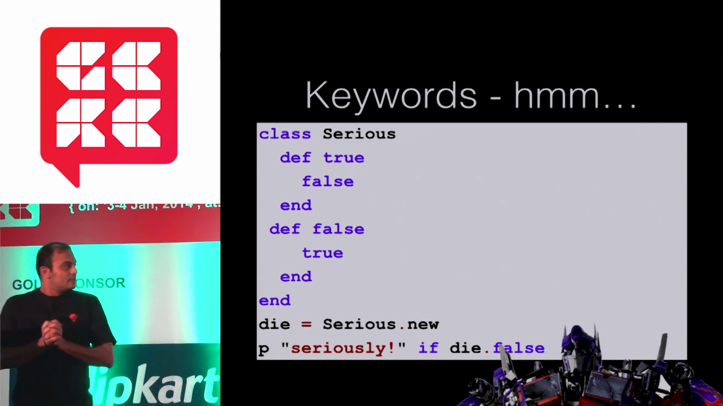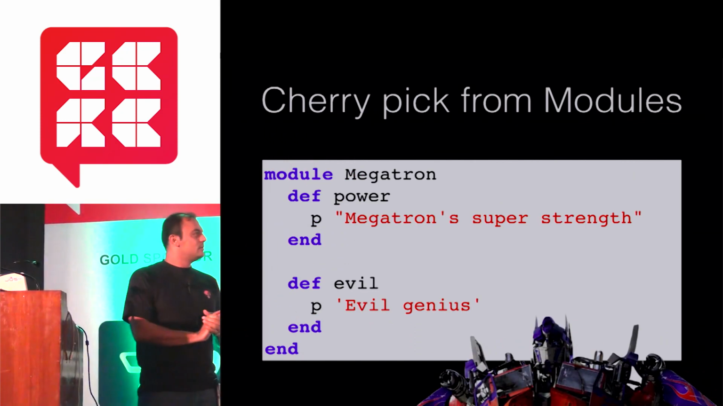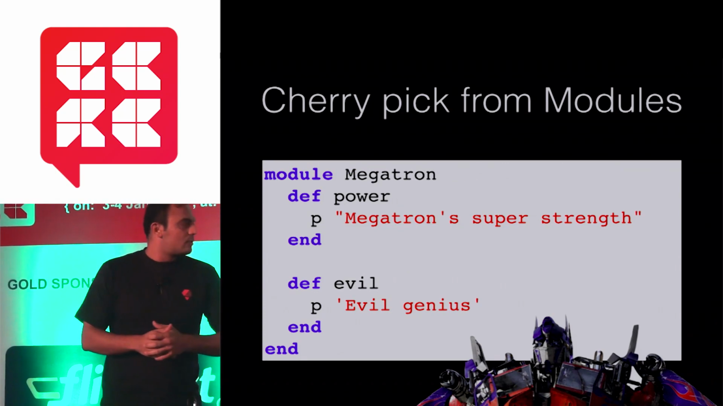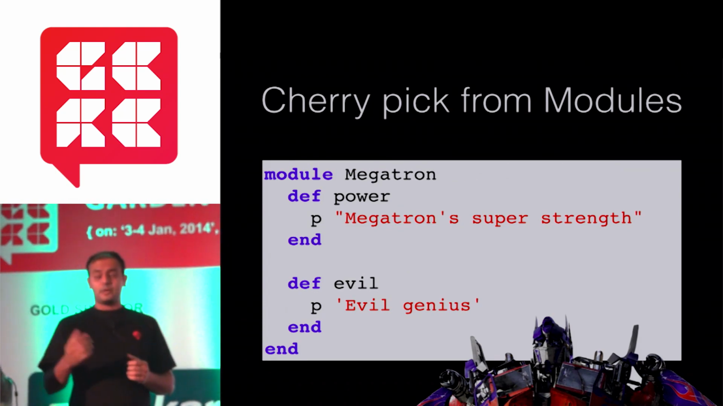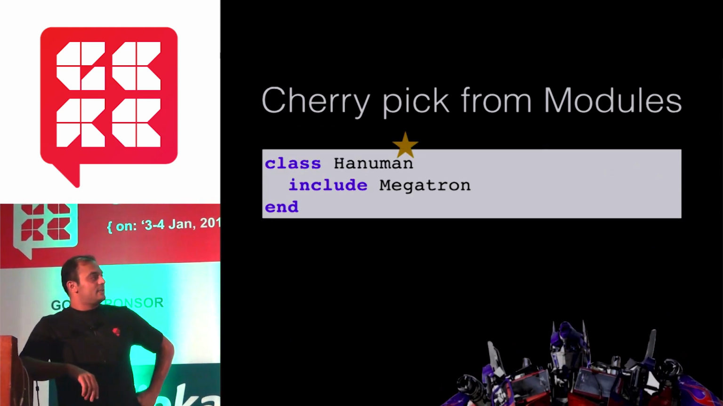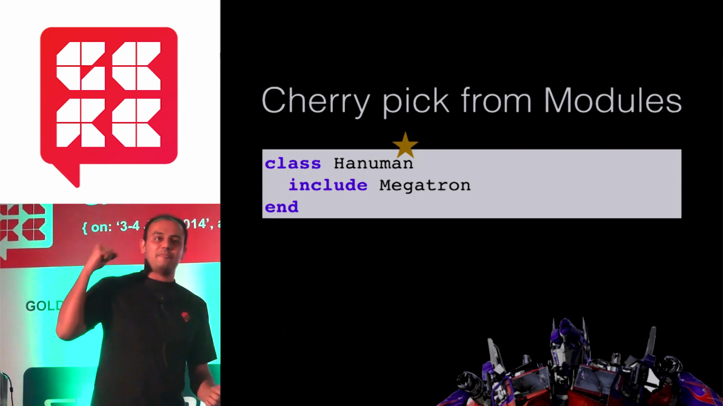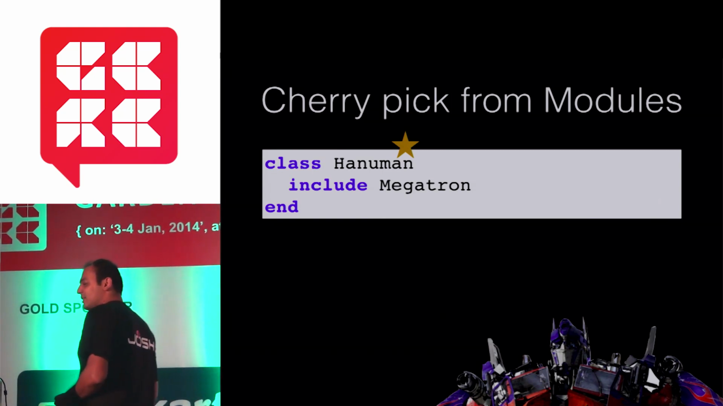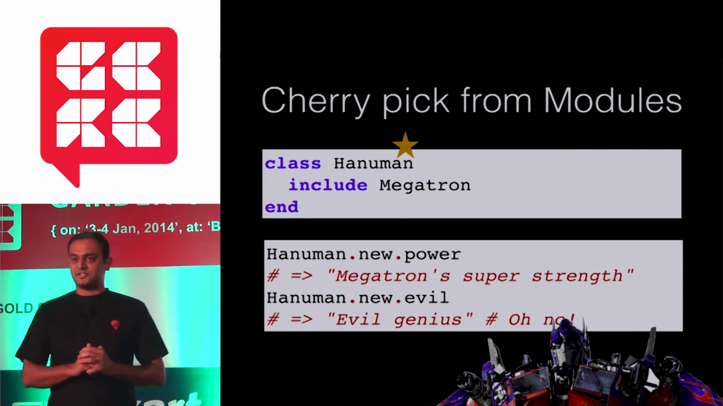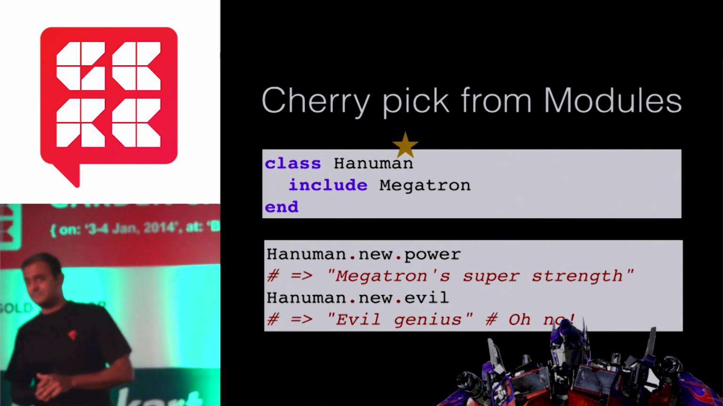Okay, so if this wasn't complex enough for you, let's go to modules, the mysterious modules. Suppose I have this Megatron module which has power, Megatron super powerful, and of course he's evil. And I want to put that in my class Hanuman. Note the star, because, dude, I want the power of Megatron with Hanuman. Unfortunately, this will not go down too well religiously for us, because though Hanuman will be as powerful as Megatron, Hanuman is now evil.